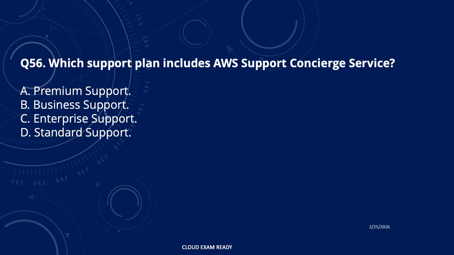Next, question number 56. Which support plan includes AWS support concierge service? Option A, premium support, option B, business support, option C, enterprise support, and option D, standard support. I think we have seen this type of question before also, so you can just scroll back and check the question in the series. So the correct answer here is option C, enterprise support.